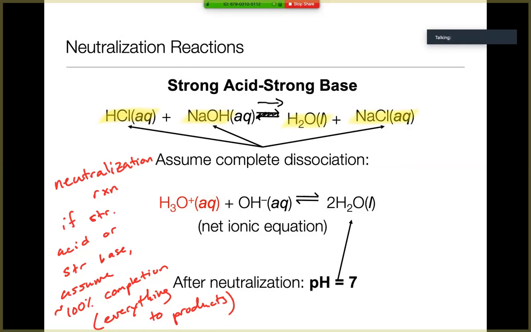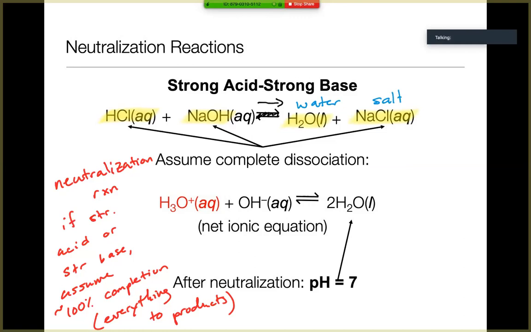And generally, when we're talking about neutralization reactions, the products are almost always water and some kind of salt, right? And salt typically means any ionic compound that was made by a neutralization reaction, so it's kind of circular logic. But it is an ionic compound created by neutralizing a strong acid and a strong base.